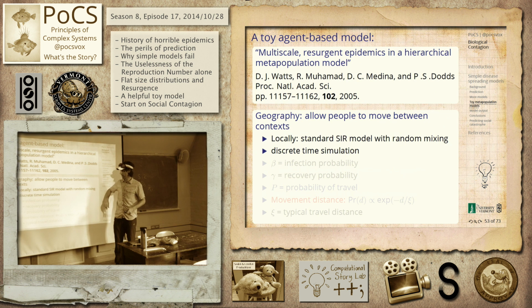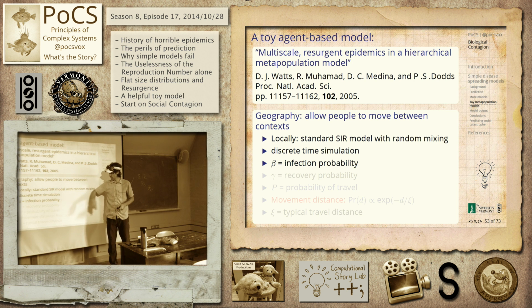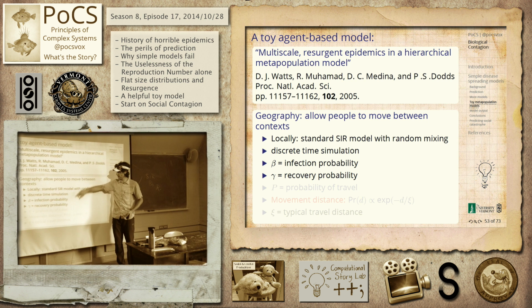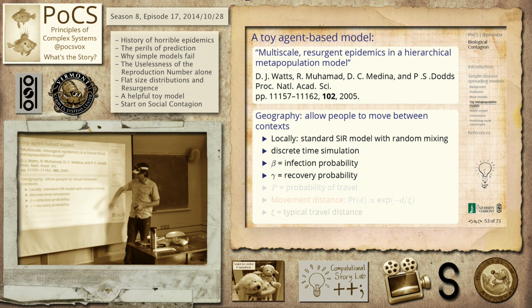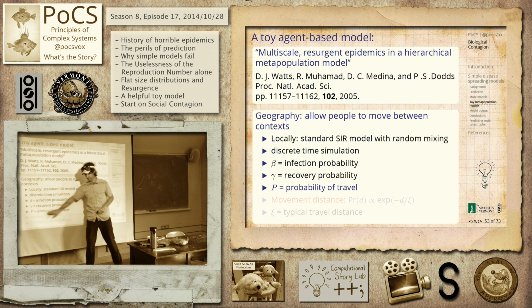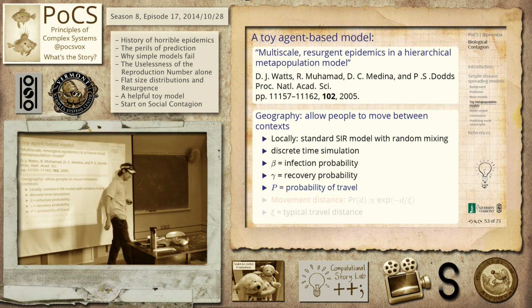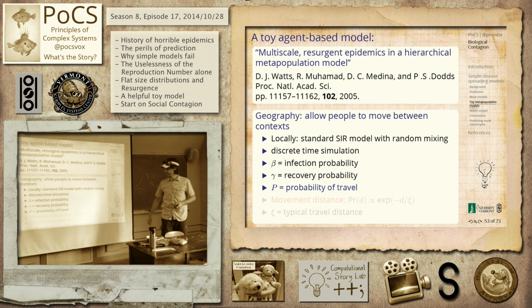So we have SIR locally. It's going to be discrete time. We're going to have some infection probability beta. So this is all very much what's been in the past. So that's the idea. Take a toy model that everyone believes in or uses, extend a little bit. We'll have a recovery probability, and then we'll have a probability of travel. So that's going to be a thing we'll add, this big P, which in general will be small.